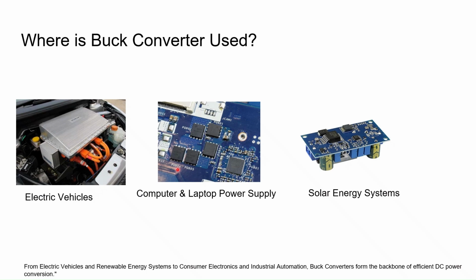Then another example is the solar energy system. In solar charge controllers, panel voltage depends on the sunlight, but the battery requires a controlled charging voltage, a fixed value, and the sunlight is varying continuously. So a DC to DC converter is used to make this into the exact level that is required. Okay, so these are a few examples of buck converters used in various applications.